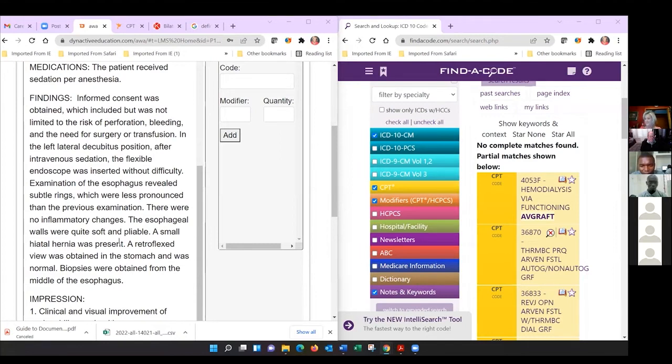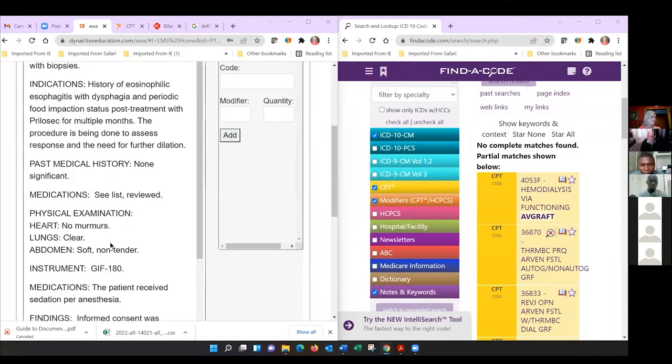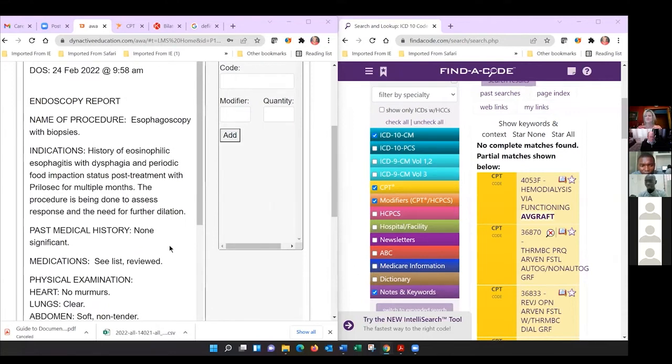That's right. Okay, what's my procedure? Then the procedure is going to be esophagoscopy with biopsy. I can't get the code right now. I don't know the code yet, but if I look through it, I can get it. Very good. All right, let's code it.